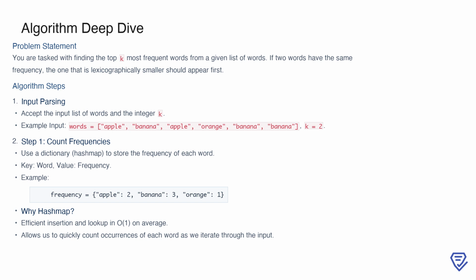The first step in our algorithm is counting the frequency of each word. This can be done using a dictionary, where the key is the word and the value is the frequency of that word. For instance, the resulting dictionary from our example input would be apple: 2, banana: 3, orange: 1. A dictionary is ideal here because it allows efficient insertion and lookup operations, ensuring that we can count word occurrences in O(1) time on average for each word. This forms the foundation for the subsequent steps of the algorithm.